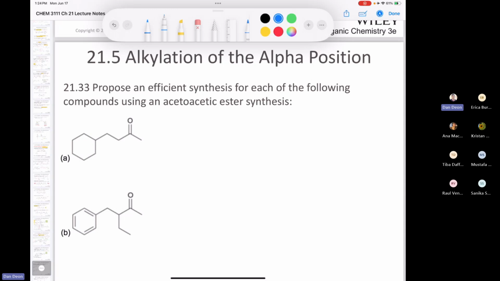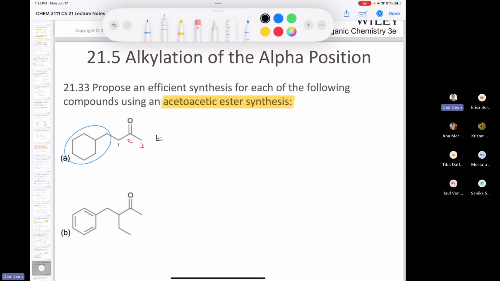Now, I'm not going to ask you to draw the mechanism of it. So let's say you wanted to synthesize these compounds doing the acetoacetic ester synthesis. Here's how I would do it. I would count 1, 2, 3 carbons from the end. That's going to come from your ethyl acetoacetate. That means that all the rest is going to come from your alkyl halide. So what are you going to draw?